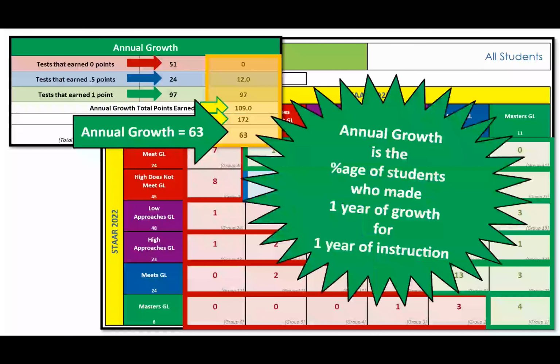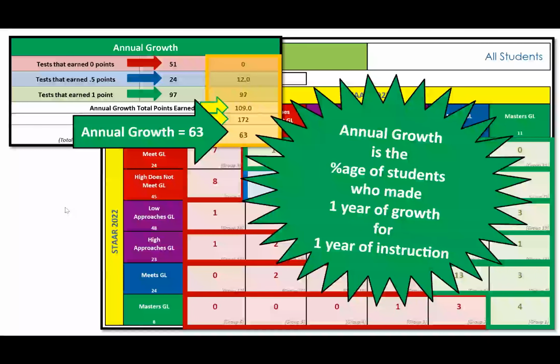The second step to our growth piece to take a look at, and before I jump into that, I forgot to mention, we like to give you the idea that if you are looking at 63, that is about 63% of your kids that made growth for 1 year's worth of instruction. I'm going to ask a question in just a little bit about what percentage you think that should be. But annual growth is calculating how many kids made growth for a year's worth of instruction.